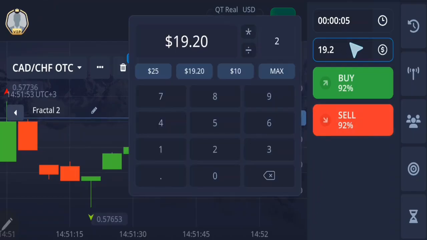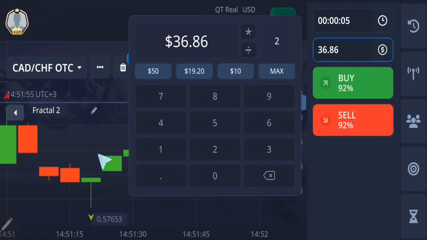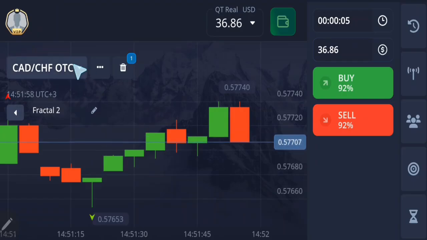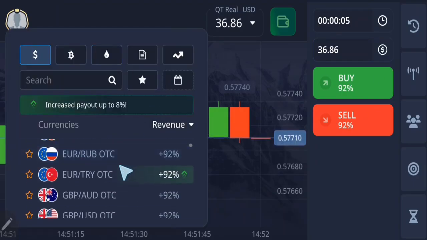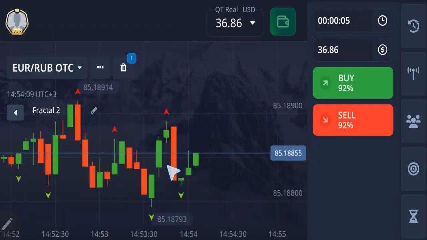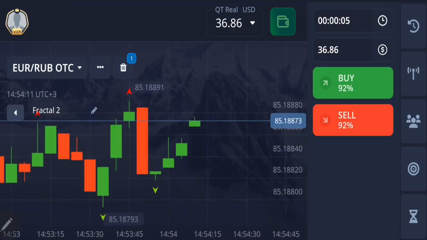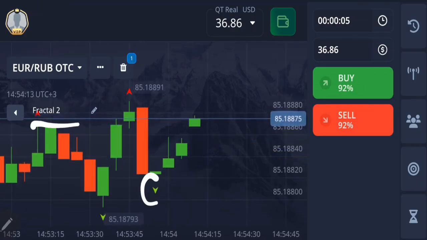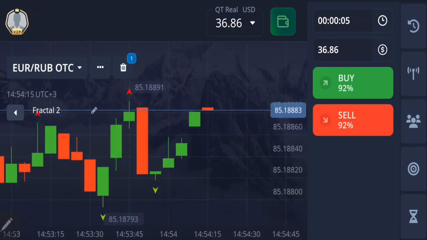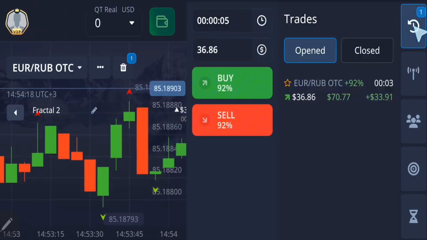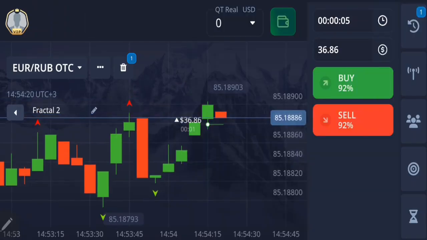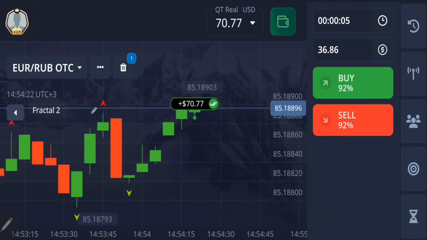Now it's time to put $36.86 on the line. Okay, so the currency pair this time is Euro Ruble OTC. Let's have a look at the chart. Another green arrow just emerged in fractal, so I'm buying another call option. If this one ends up with a profit, I'll make $33 in profit. 1 second, and the trade, of course, ends up with a profit.